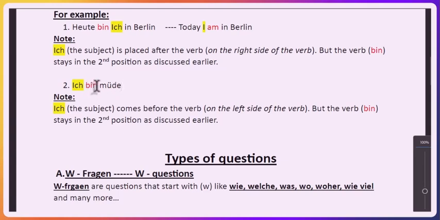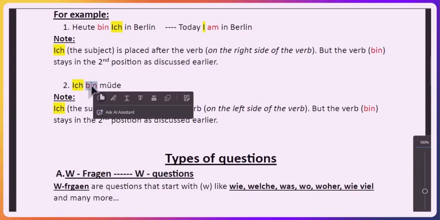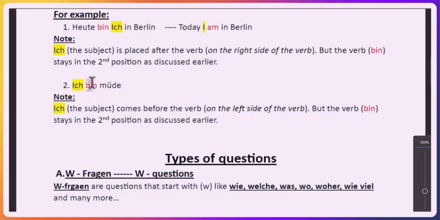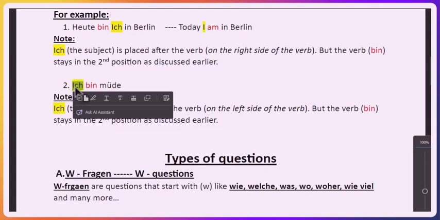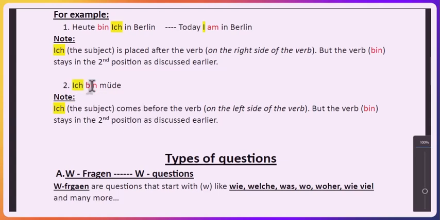See another one. We will say the verb is still in the second position. Wie geht's dir? So I've made it simple for you guys. My rule is simple. No subject before the verb.